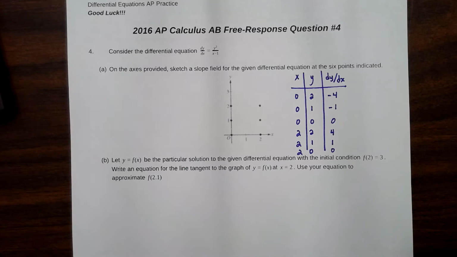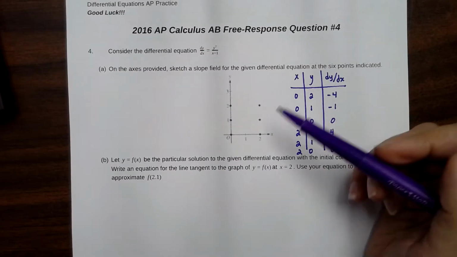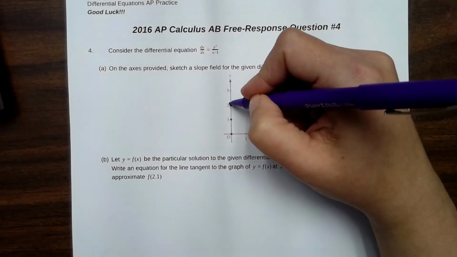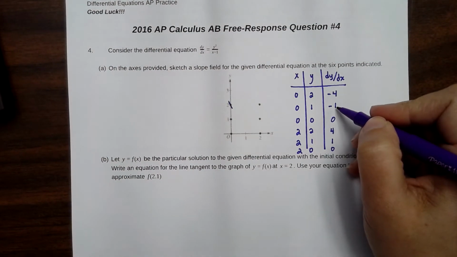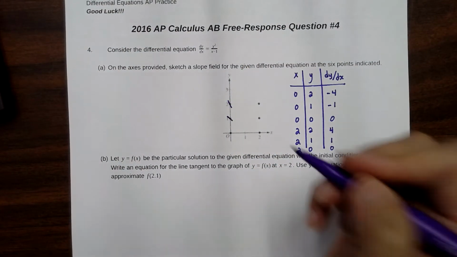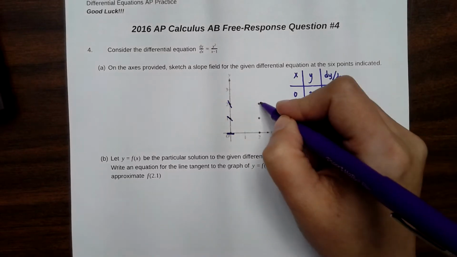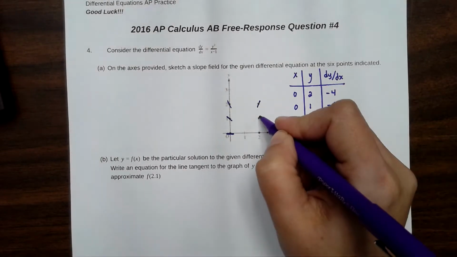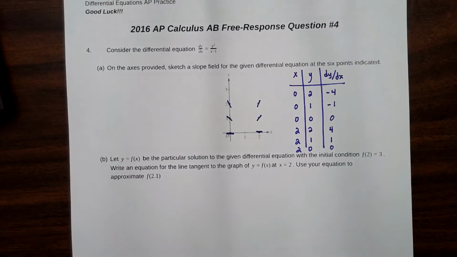To visualize the solution to this differential equation by graphing a slope field, I'm going to graph little tiny pieces of lines with these slopes. At the point (0, 2), I would graph a slope of -4, which is steeply negative. At (0, 1), a slope of -1, which is a little less steeply negative. (0, 0) has a slope of 0, and remember, that means it's a horizontal line. At (2, 2), my slope is 4. At (2, 1), my slope is 1. And at (2, 0), my slope is 0 again. And that is my slope field.